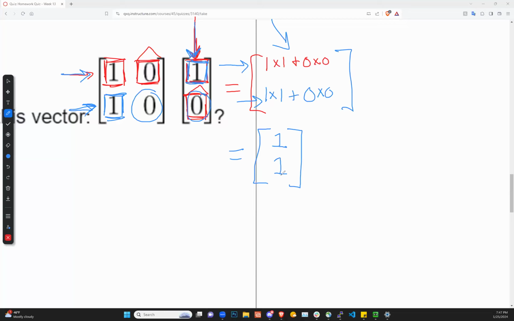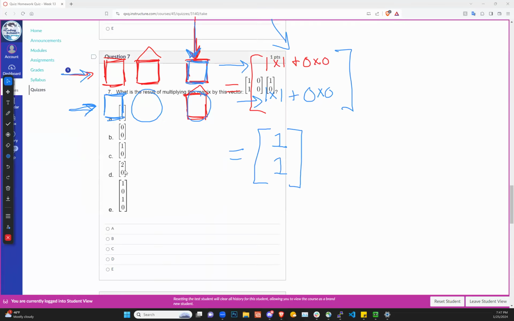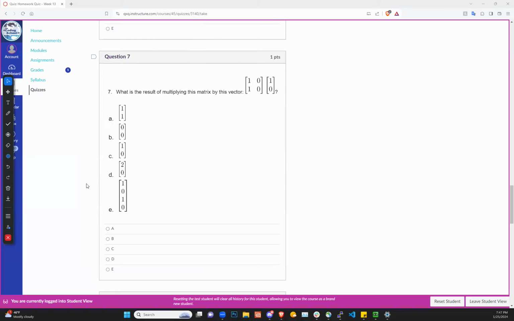So the correct answer here is the 1, 1 vector, which if I zoom out, the correct answer is A, which is this 1, 1 vector. So are there any questions about question 7 or how I did that matrix multiplication or anything like that?